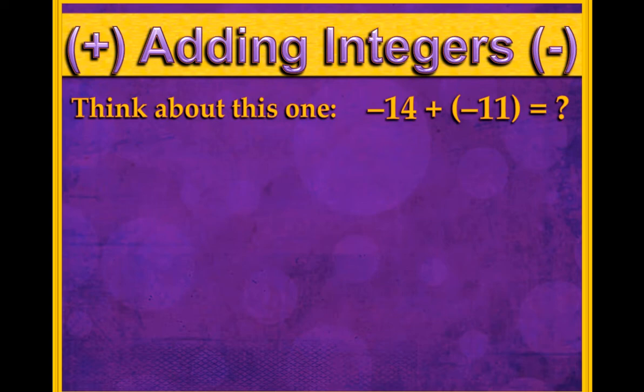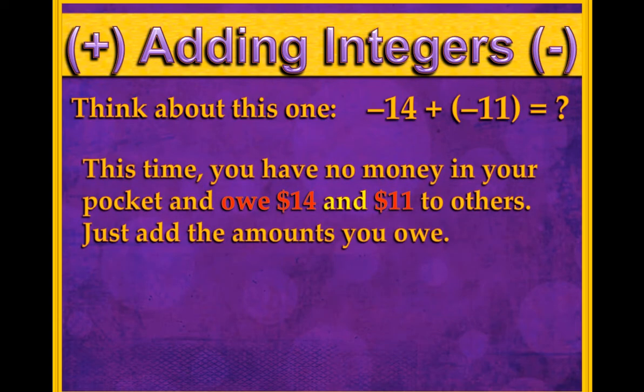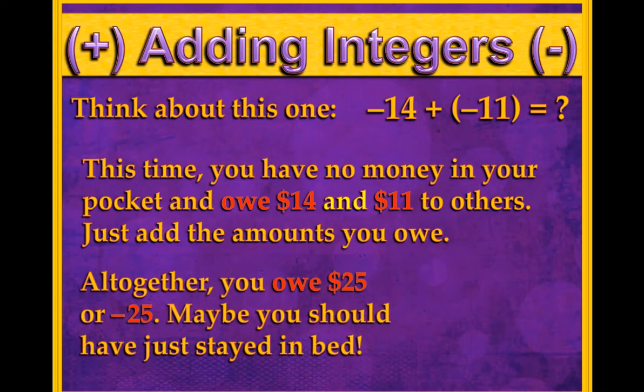Think about this one. Negative 14 plus negative 11. What do you get? This time you have no money in your pockets. You owe $14 and $11 to somebody else. Just add the amounts you owe. Altogether, you owe $25 or negative $25.